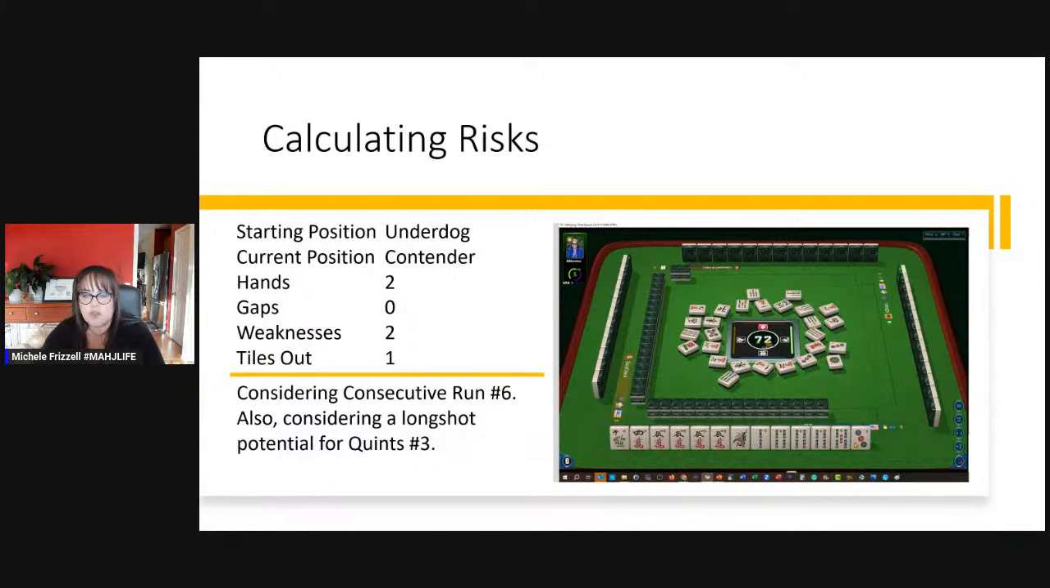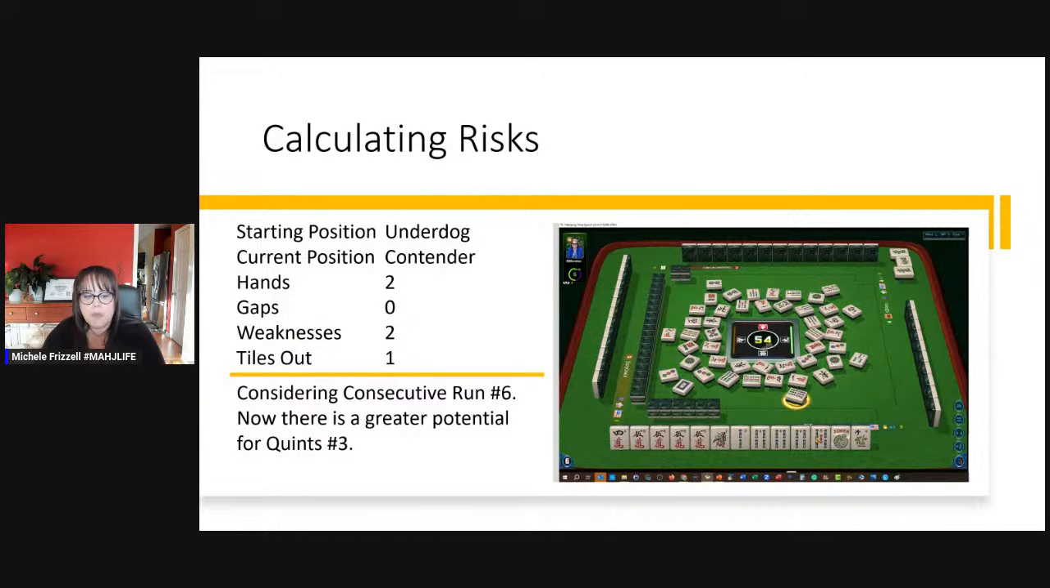All we need to do is draw a joker, and we could Kong the, or Quint the four, and then later pick up another joker for the Quint. But we have a weakness, and that would be the flowers and the four. So I would still say we're a contender because we've got 4-5, 4-5 to fall back on. So now we have still two potential hands.